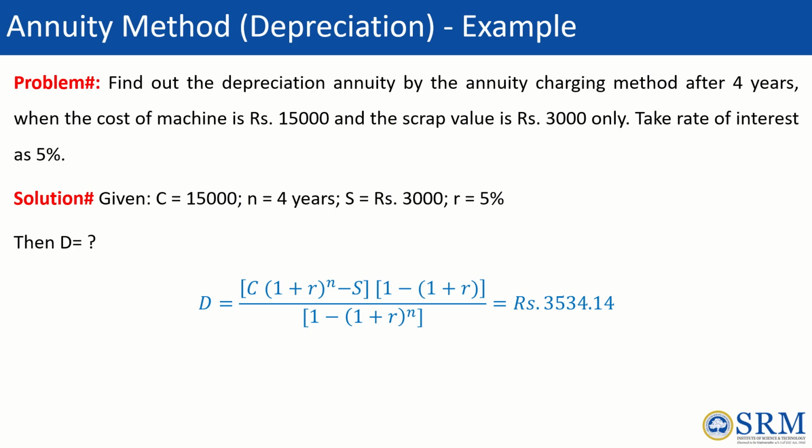So we'll go with a small example. Let's calculate the depreciation annuity for a machine with a planned life cycle of 4 years, where the cost of the machine is 15,000 and the scrap value is 3,000. Take the rate of interest as 5%. So we know the value of C, N, R, and S. All the values are available, and we can directly substitute them in this formula. We'll get rupees 3534.14 as the depreciation value.